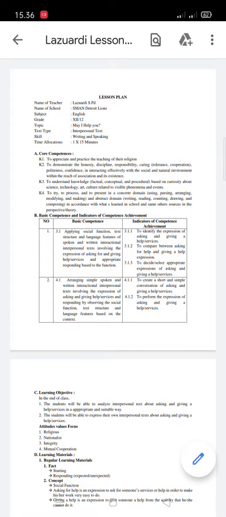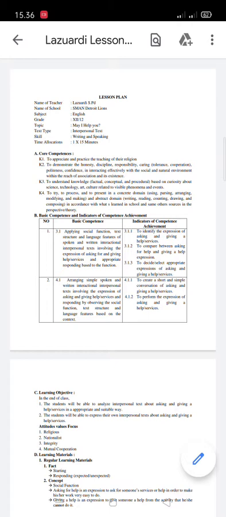Okay, so this is my lesson plan. My name is Lazuardi, and the name of the school is SMA Detroit Lions. The subject is English, and the grade is class 12. The topic is May I Help You? The text type is interpersonal text. The skills to focus on are writing and speaking. The time allocation is 1 times 15 minutes.